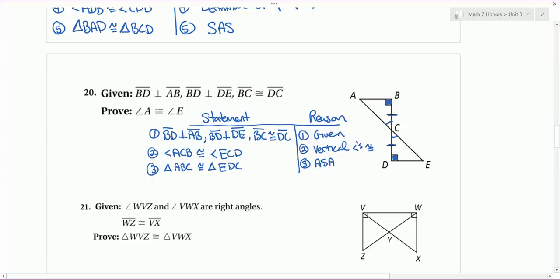And since the triangles are congruent, all their corresponding parts are congruent. So now we can get what we're trying to prove, that angle A is congruent to angle E, since corresponding parts of congruent triangles are congruent.